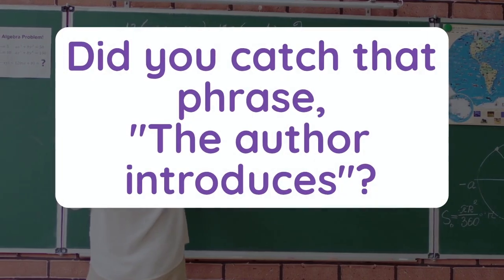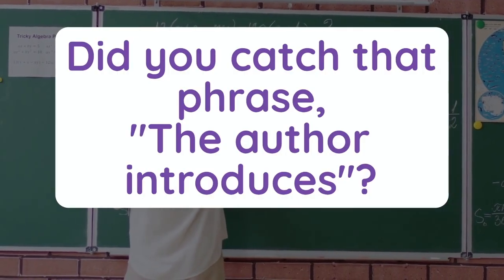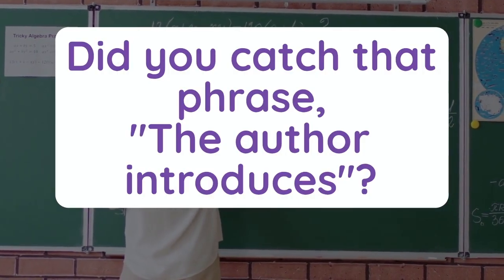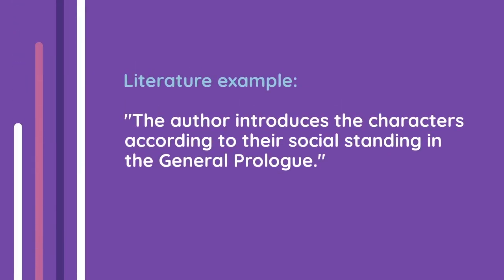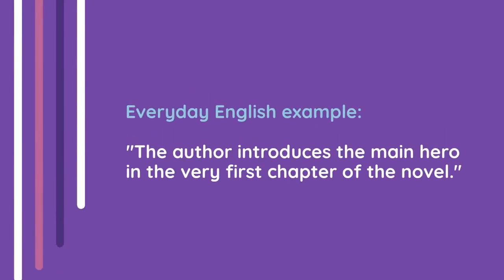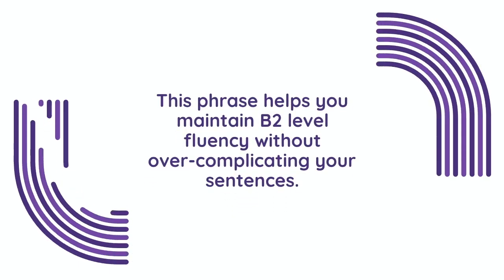Did you catch that phrase, the author introduces? It's simple, active, and very effective for your exam. In a literature example, it would be: the author introduces the characters according to their social standing in the prologue. And in everyday English, you would say: the author introduces the main hero in the very first chapter of the novel. This phrase helps you maintain B2 level fluency without overcomplicating your sentences.